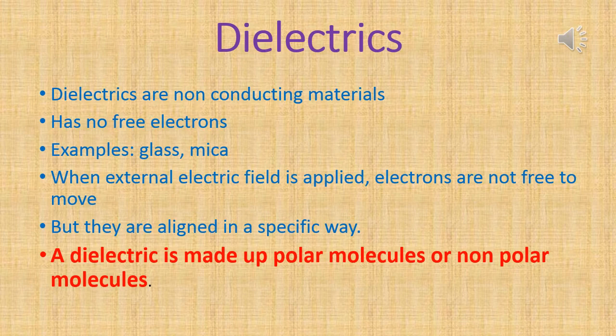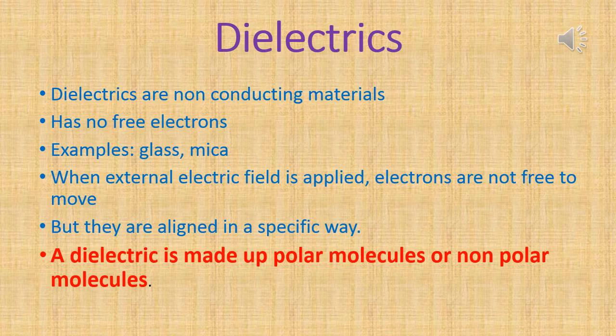Dielectrics are nothing but non-conducting materials, otherwise they are all insulators. They don't have any free electrons. The best examples of dielectrics are glass, mica, paper, oil. Several examples could be given one by one. When an external electric field is applied across the dielectrics, the electrons are not free to move. They are bound with the nucleus.